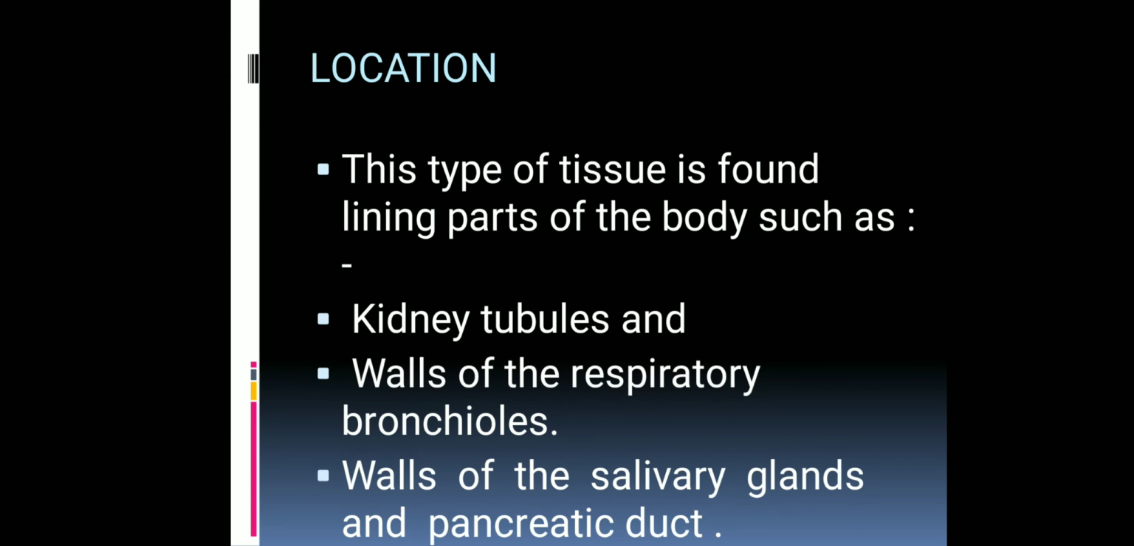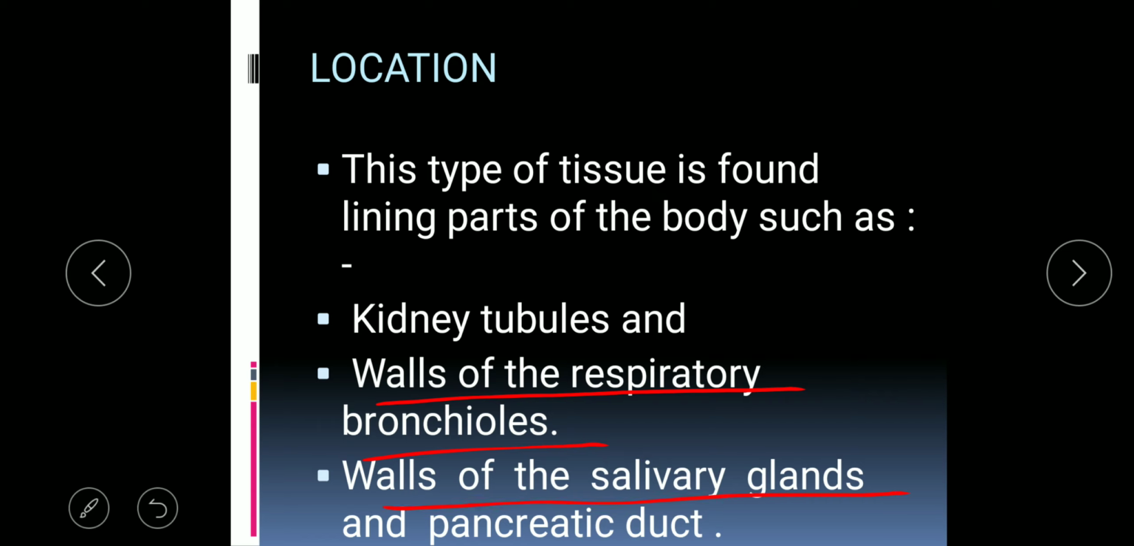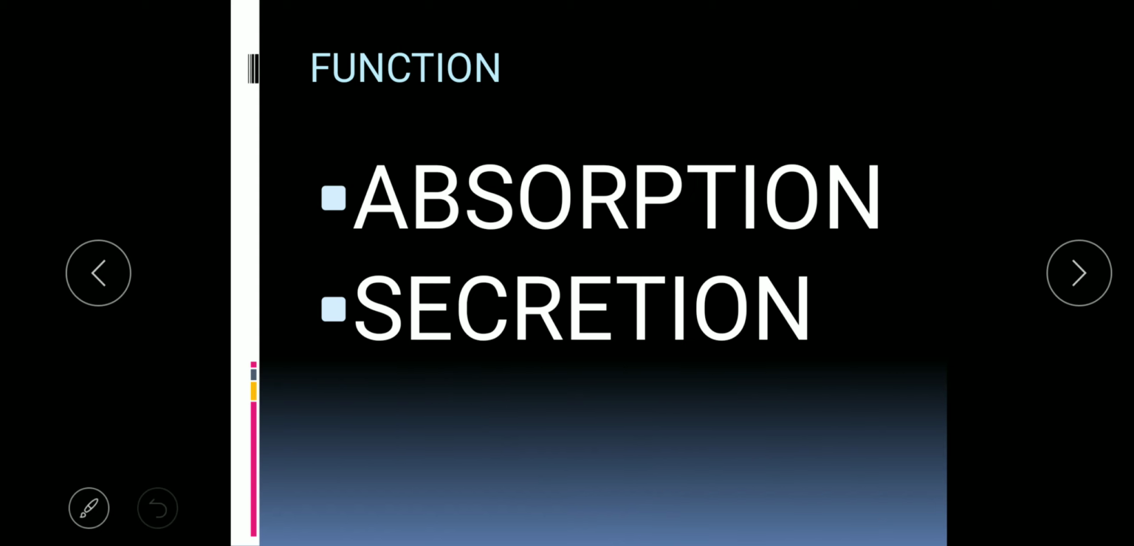What is its location then? This type of tissue is found in the lining of different parts of the body, like the kidney tubules. We have the nephrons, and the kidney tubules are known as what? Nephrons. So the inner lining of nephrons is made up of what? Cuboidal epithelial tissue. It is also found in the lining of the respiratory bronchioles, and in the walls of the salivary glands and the pancreatic duct. So these are the locations of cuboidal epithelial tissue.